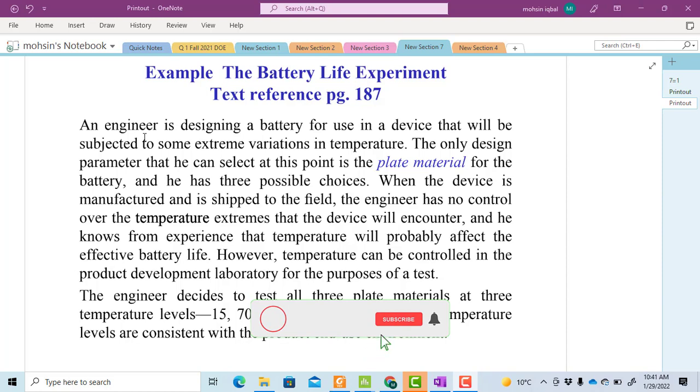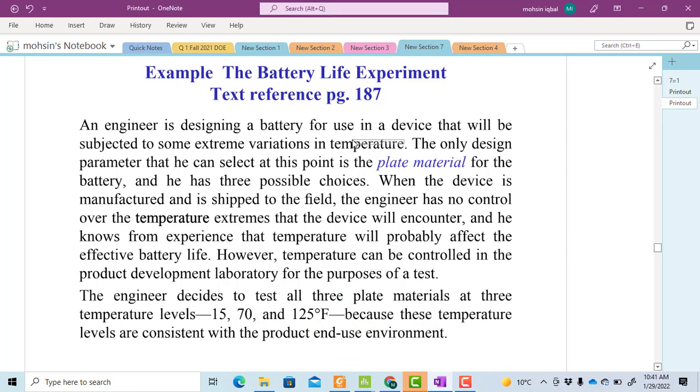So let's start. An engineer is designing a battery for use in a device that will be subjected to some extreme conditions in the temperature. So we are interested in the temperature. This is the important thing we have. Then the only design parameter that he can select at this point is plate material, meaning from which plate material he will manufacture the battery. The one more important thing is the temperature. He has three possible choices for the material type, so we will say that the material type has three levels.